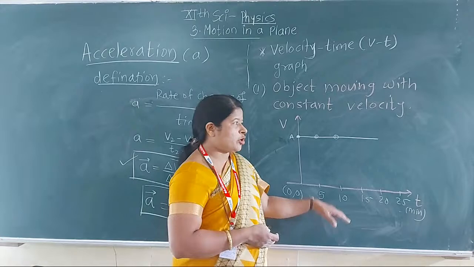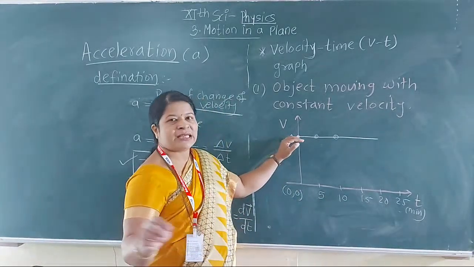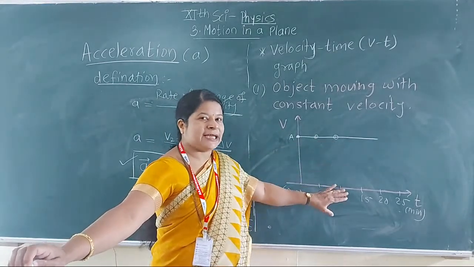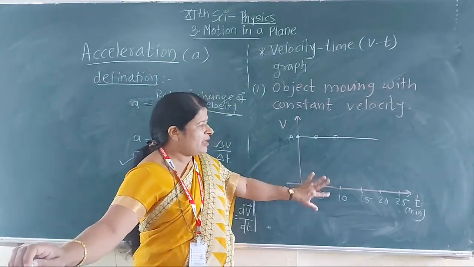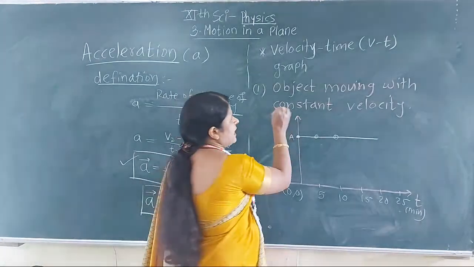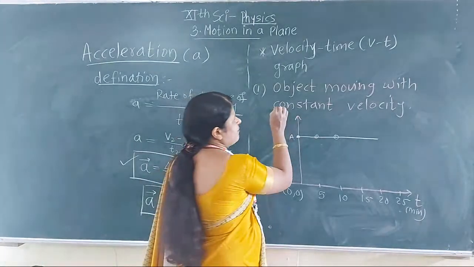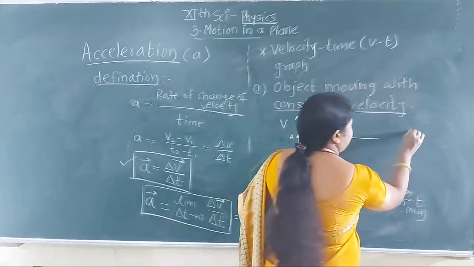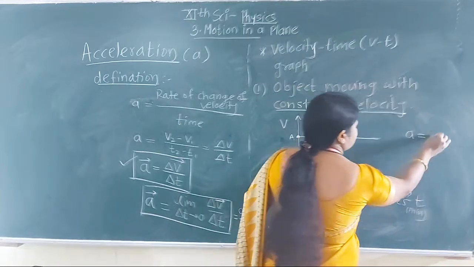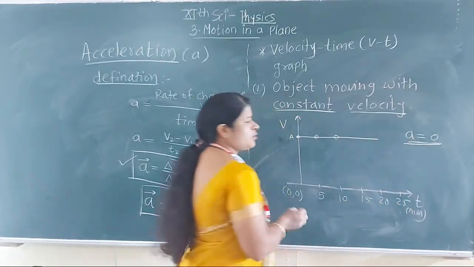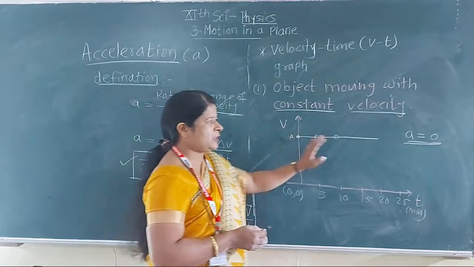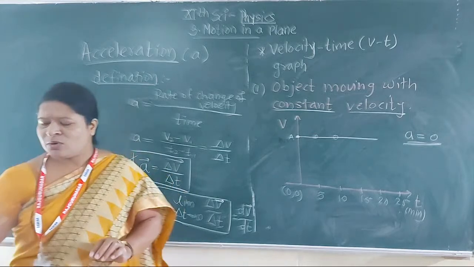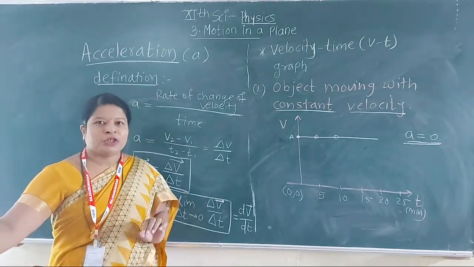As time increases, the velocity of the object remains the same. The velocity does not change, therefore we say we get a constant velocity. If the velocity is constant, then the acceleration is a equal to 0. So from this graph we get the motion of an object with zero acceleration.